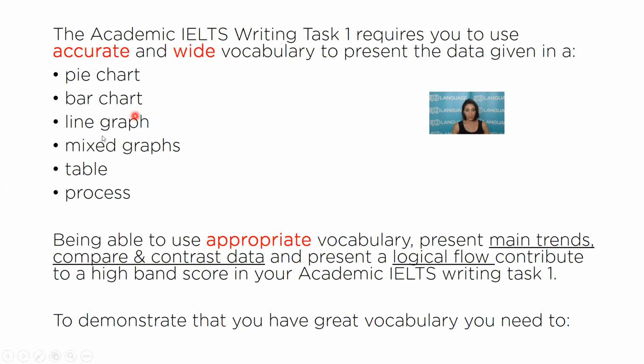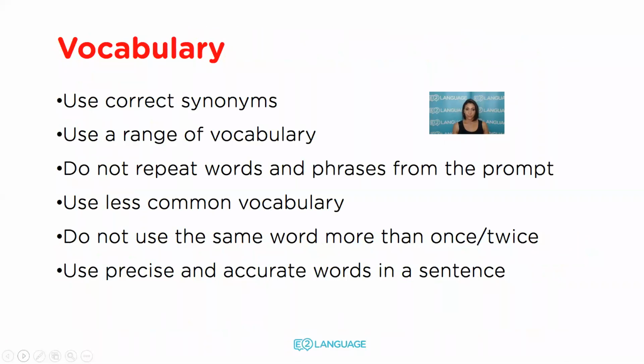So to demonstrate that you have great vocabulary, you need to use correct synonyms. So sometimes we think that we're using a synonym, and it might actually be a synonym, but it might not be the exact correct word choice. So synonyms aren't always appropriate. We can't always replace a word with a synonym. And I'm going to show you an example of that in a bit.